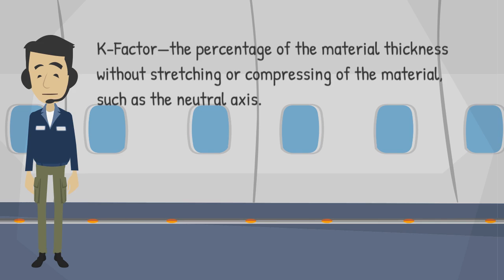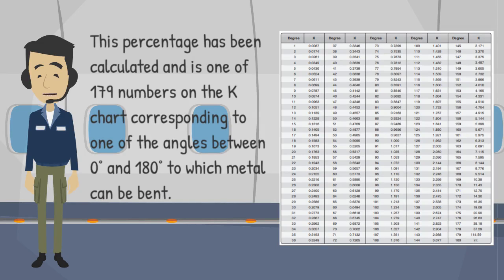K factor: the percentage of the material thickness without stretching or compressing of the material, such as the neutral axis. This percentage has been calculated and is one of 179 numbers on the K chart corresponding to one of the angles between 0 degrees and 180 degrees to which metal can be bent.